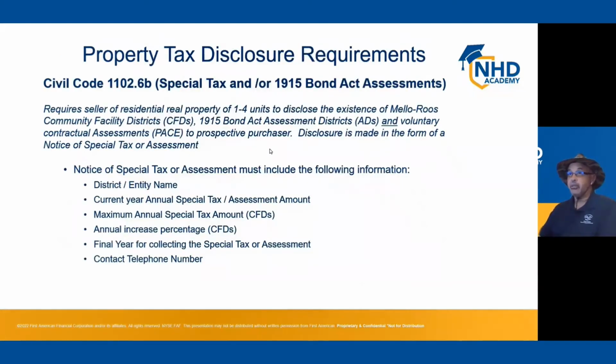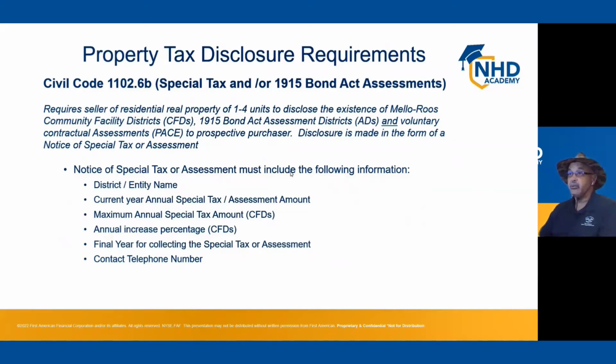Property tax disclosure requirements. Civil Code 1102.6b, which covers special tax and/or 1915 Bond Act assessments, requires a seller of residential property, 1 to 4 units, to disclose the existence of Mello-Roos Community Facilities Districts, also referred to as CFDs, 1915 Bond Act Assessment Districts, or ADs, and voluntary contractual assessments, PACE, to prospective purchasers. Disclosure is made in the form of a notice of special tax, which we include in our tax disclosure report.